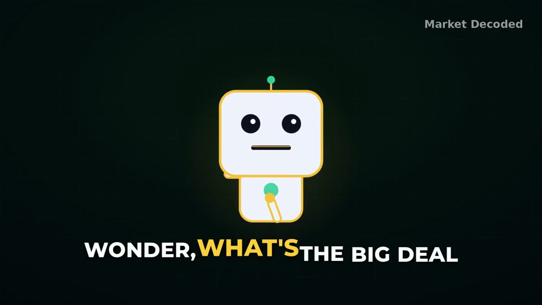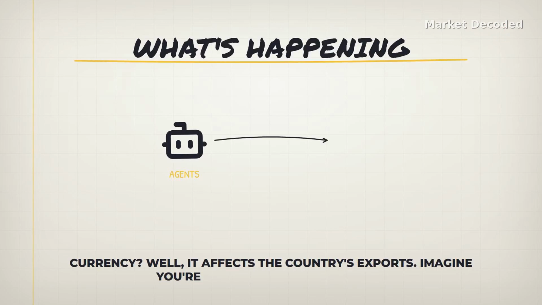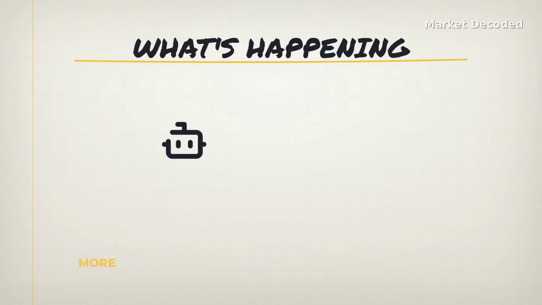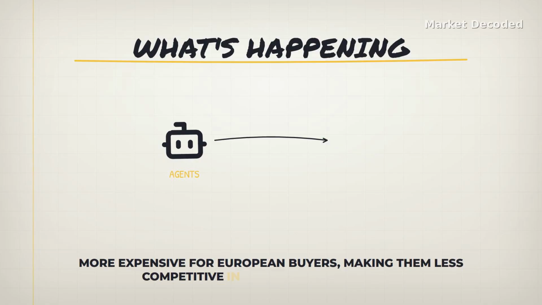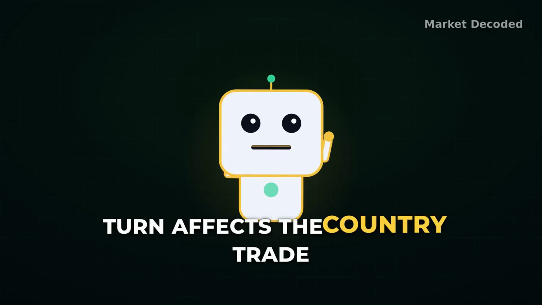Now, you might wonder, what's the big deal about a stronger currency? Well, it affects the country's exports. Imagine you're a manufacturer in the United States, and you're selling goods to Europe. If the US dollar appreciates, your products become more expensive for European buyers, making them less competitive in the global market. This can lead to a decrease in exports, which in turn affects the country's trade balance.